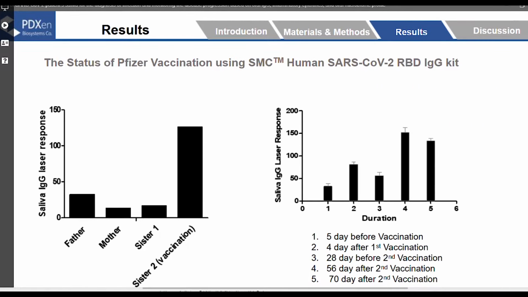So the next one is that we have to test the families, because they have to combine all together: father, mother, one sister, and the second daughter. We measured the second daughter, who has been vaccinated, and we found high levels of IgG. The father, mother, and sister have no vaccinations and are COVID-19 free. That's why their IgG level is low.